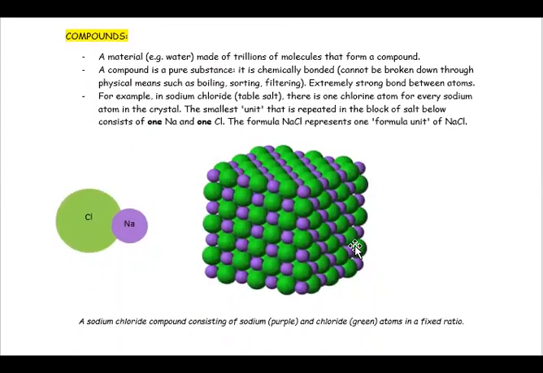So a compound is a material or substance, for example water, which is made of trillions of molecules that form a compound. A compound is a pure substance, meaning that it is chemically bonded. You can't just break down a compound through physical means. Like you can't break water into hydrogen and oxygen. You can't separate those atoms by just boiling water or maybe filtering it or something. You need to go through a chemical process to break down water.